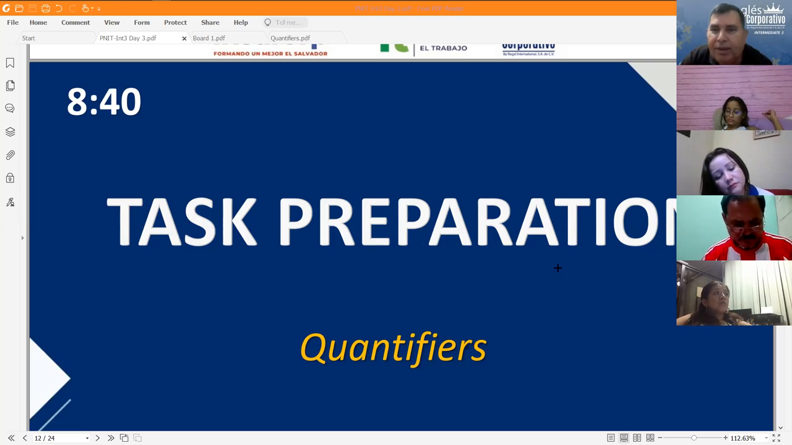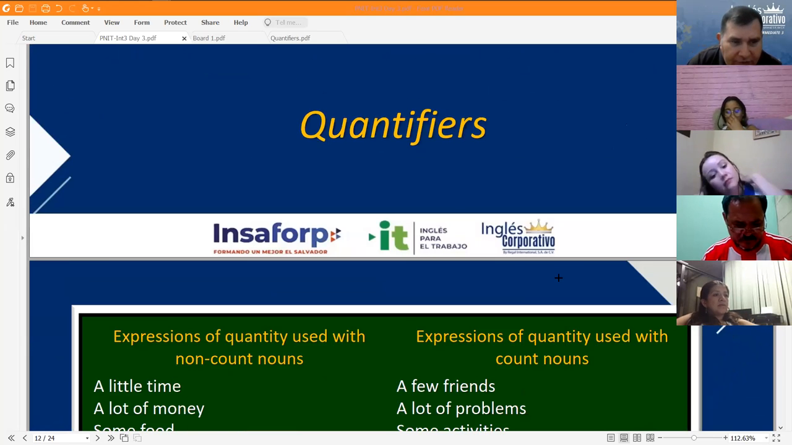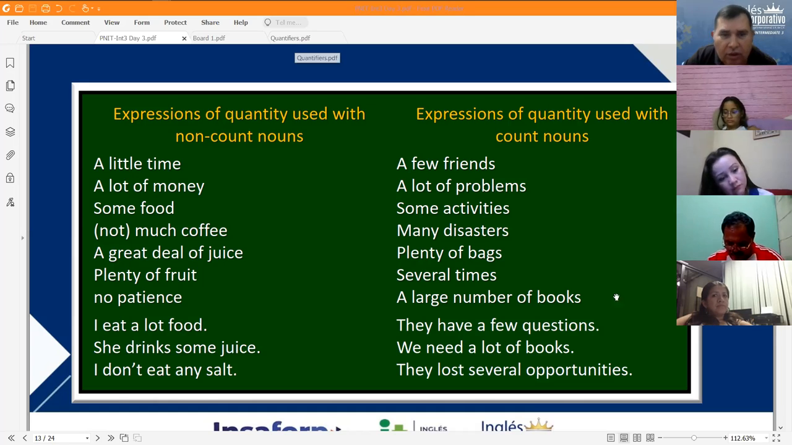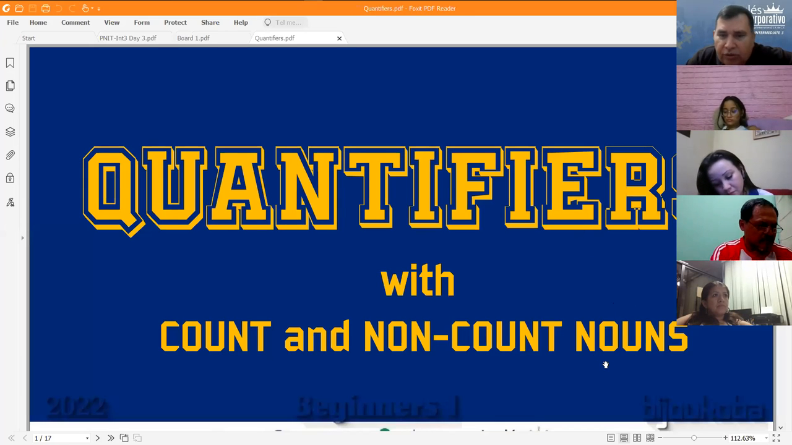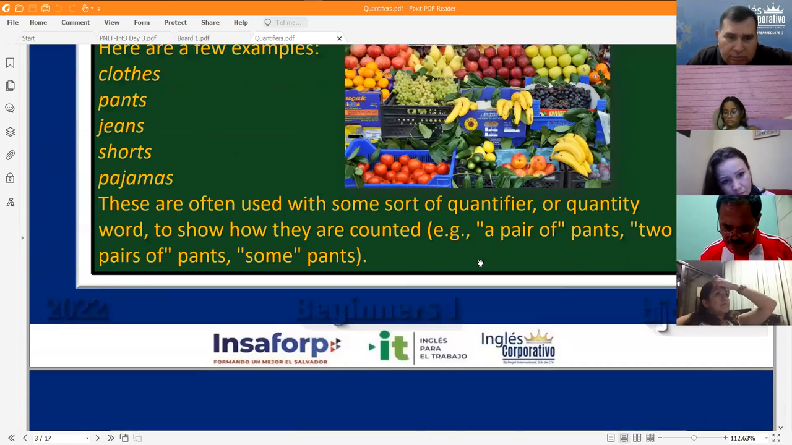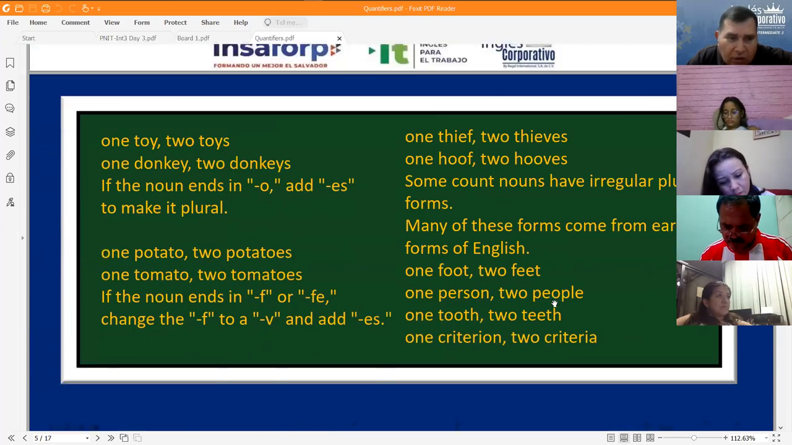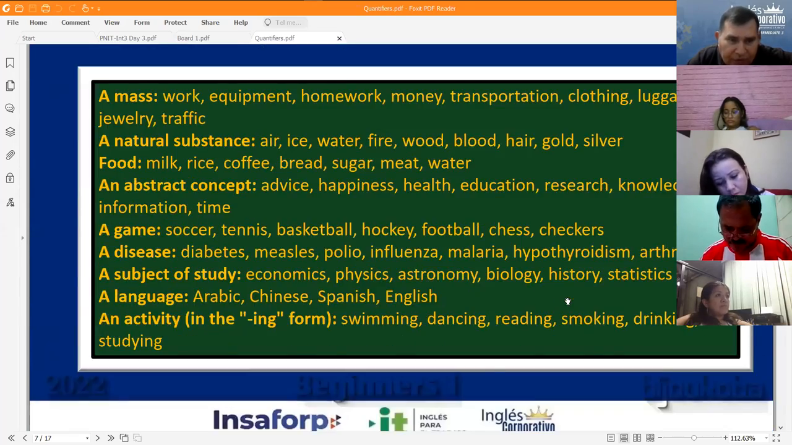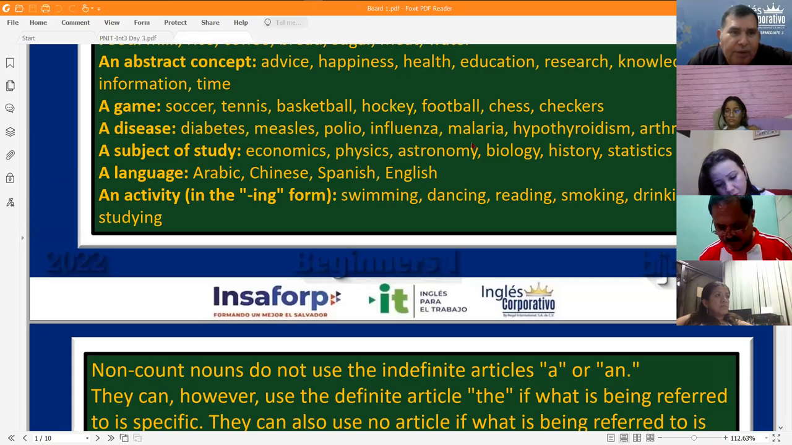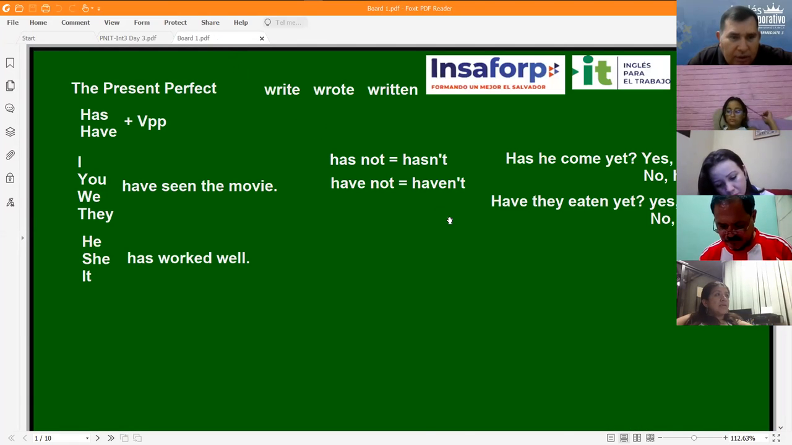Excellent. Now that everybody's out, let's continue, my friends. Quantifiers. Okay. I sent you a document, quantifiers with count and non-count nouns. It explains what a count noun is, and some examples. Please study the document, and then we will see. But I'm going to explain this to you. So that's not an excuse for this. Let's begin.